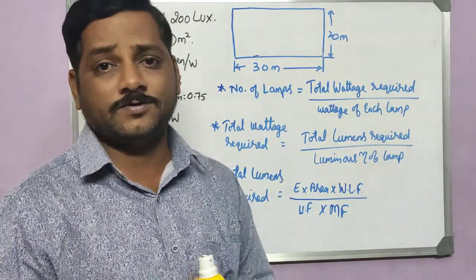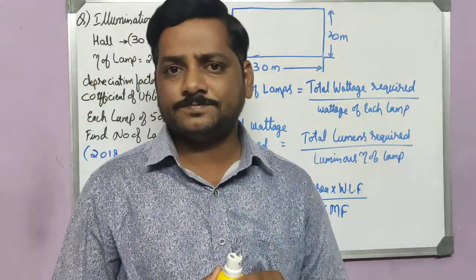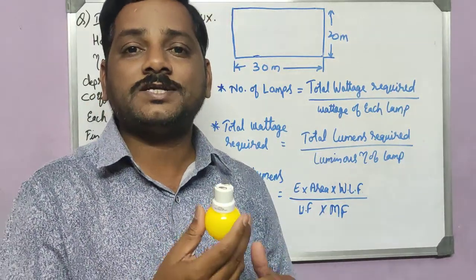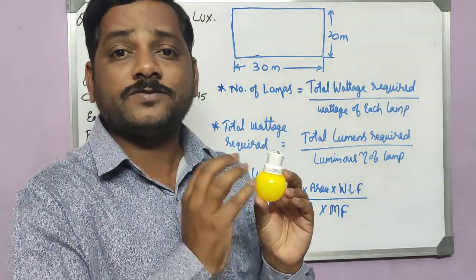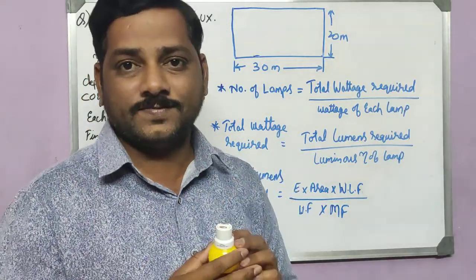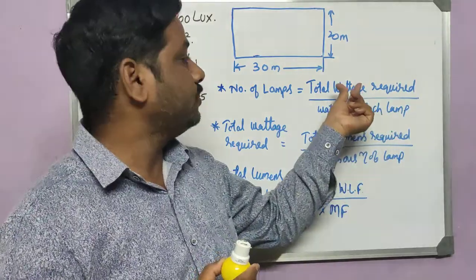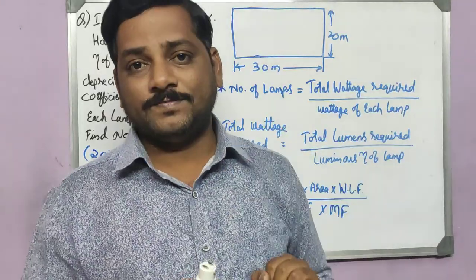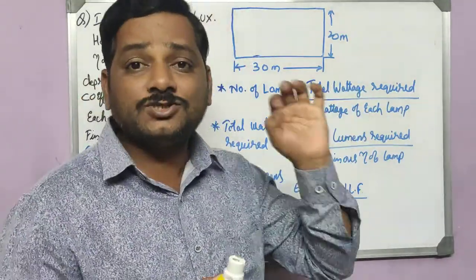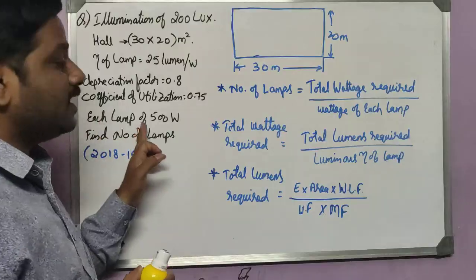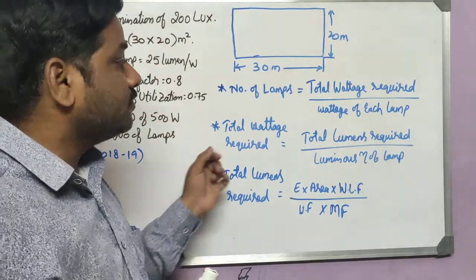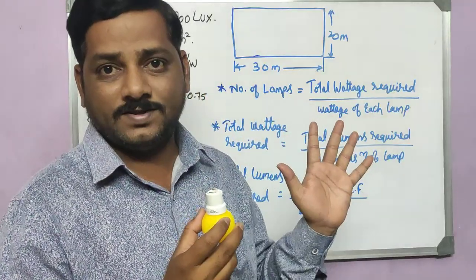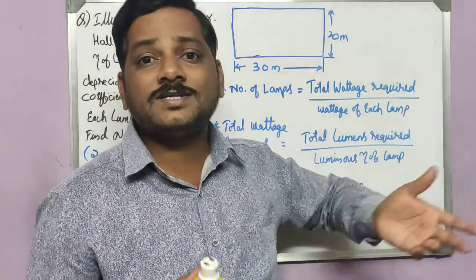Here some formulas I have written. The number of lamps can be calculated using this relation. How much wattage is required? Because the lamp specification is mentioned in terms of wattage, first I will write it in terms of wattage. Total wattage required divided by the wattage of each lamp. In the question, each lamp wattage is given as 500 watts. So I am going to use a lamp of 500 watts. But I don't know what is the total wattage required.